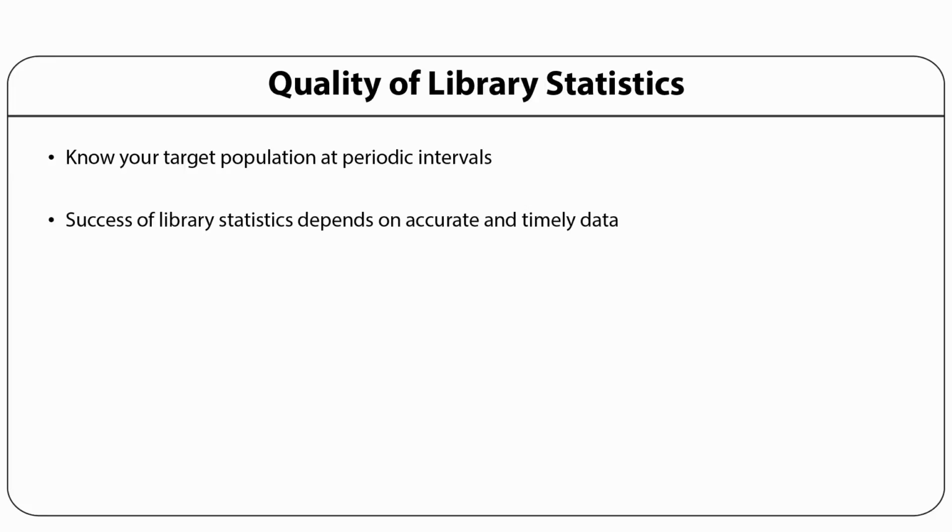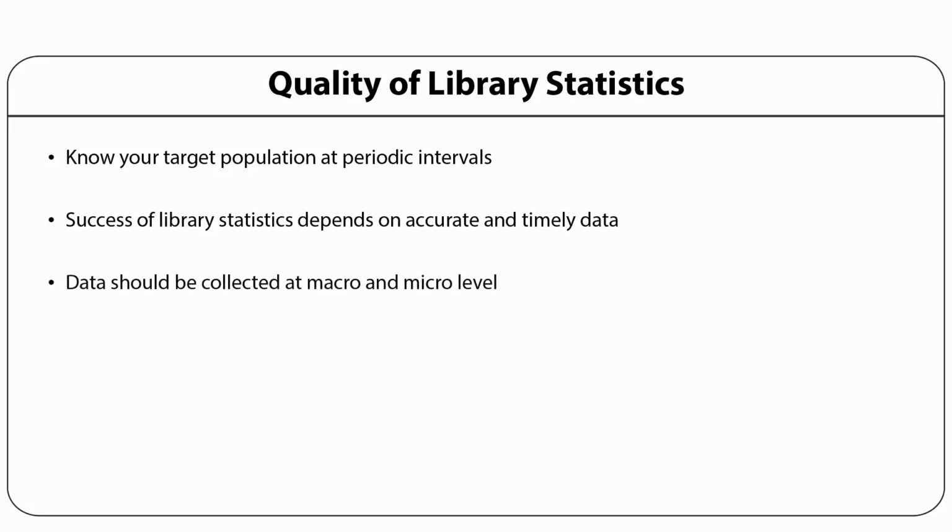Success of library statistics depends on accurate and timely data. Whenever you are taking any timely data, that data has to be accurate. Accurate in the sense of how many people visited the library. That data should not be manipulated, so that you get an actual result, the actual satisfaction rate of your users. That is basically providing value addition to the library.